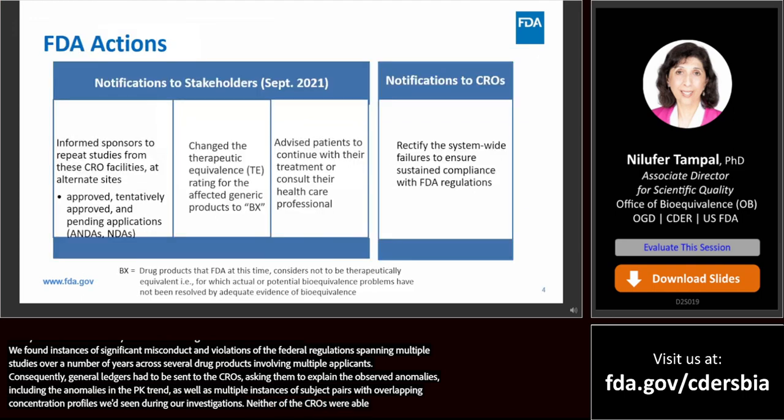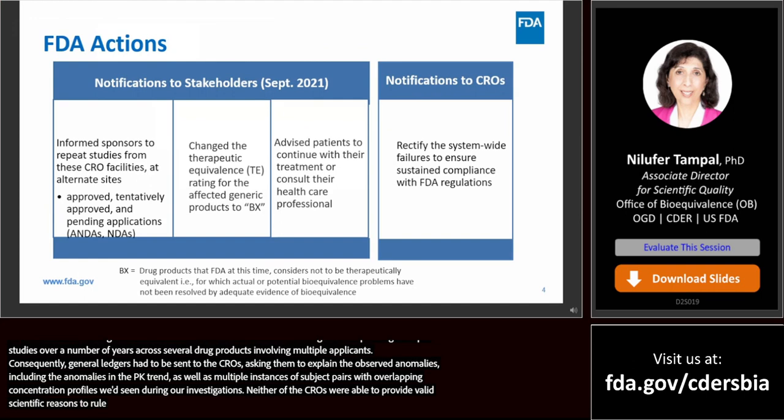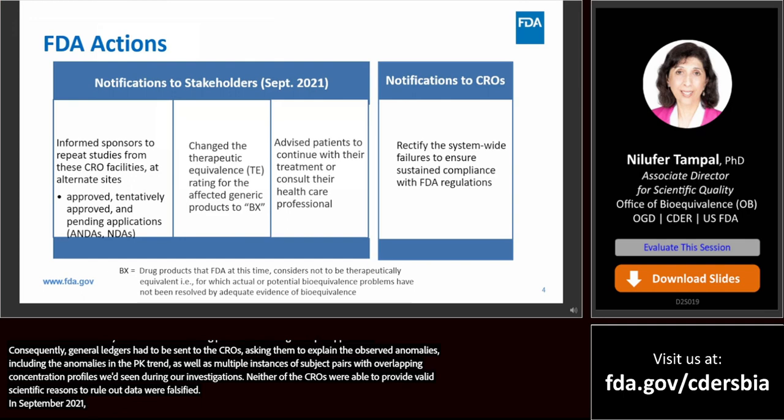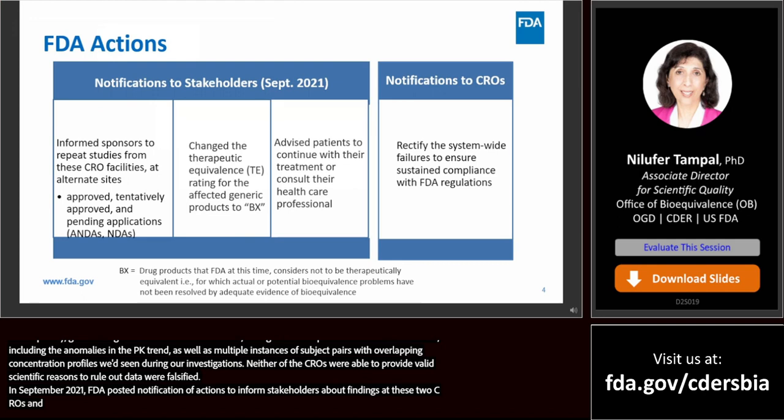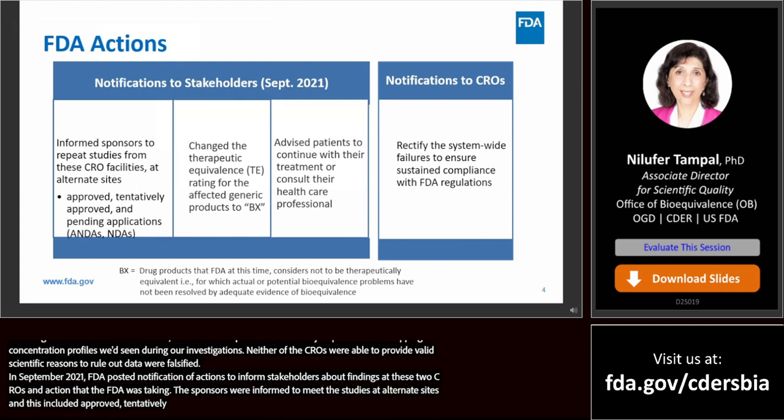So then in September 2021, FDA posted the notification of actions to inform the stakeholders about the findings at these 2 CROs and also the action that the FDA was taking. The sponsors were informed to repeat the studies from the CRO facilities at alternate sites, and this included approved, tentatively approved, and pending applications for both generic drugs and new drugs.